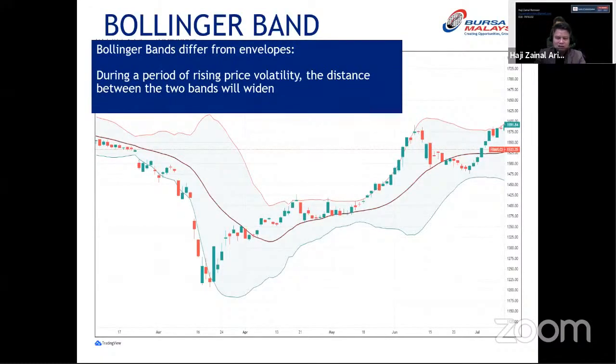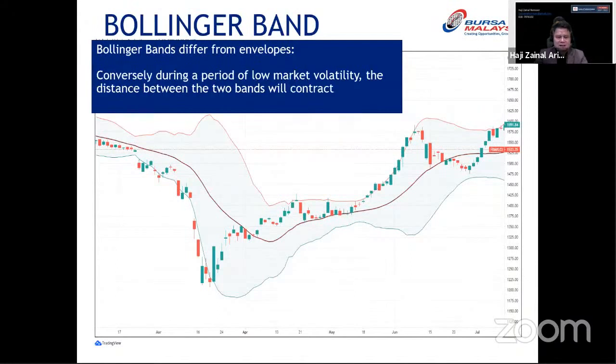During a period of rising price volatility, the distance between the 2 bands will widen, which means they will expand. Conversely, during a period of low market volatility, the distance between the 2 bands will contract. For example, as you can see in this chart, this is what we call a contraction, this is what we call the expansion, and this is a contraction.